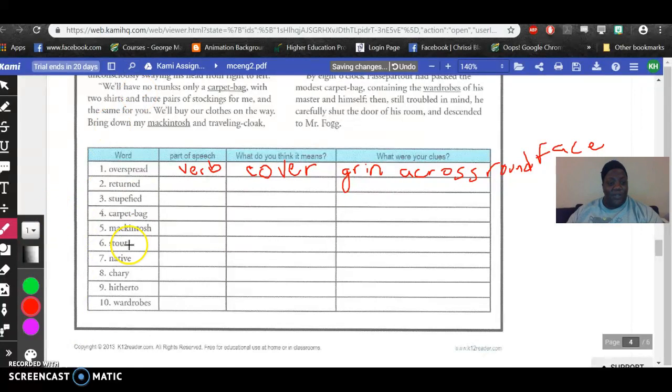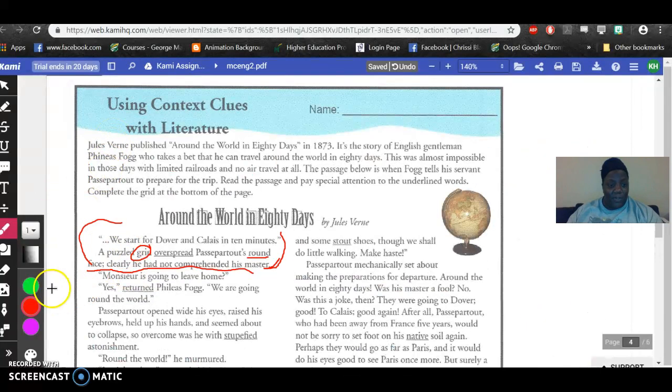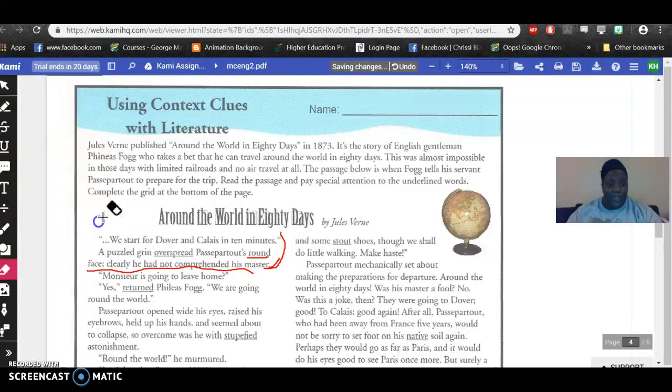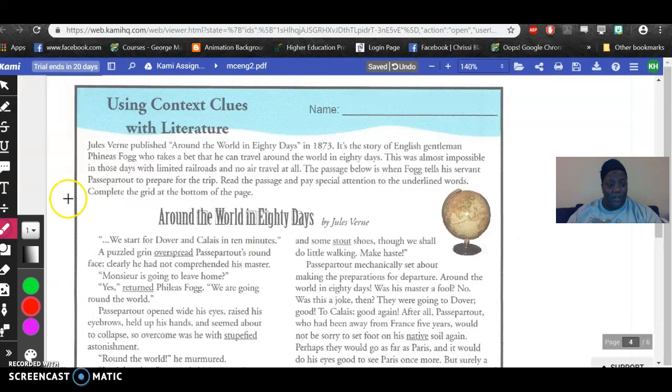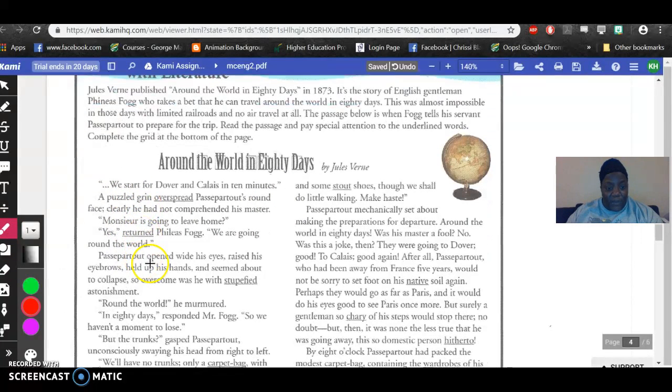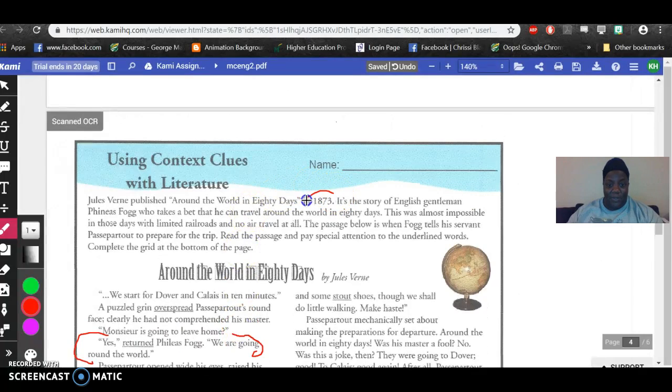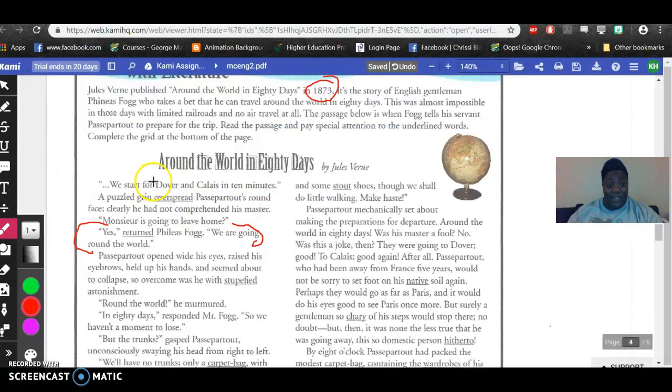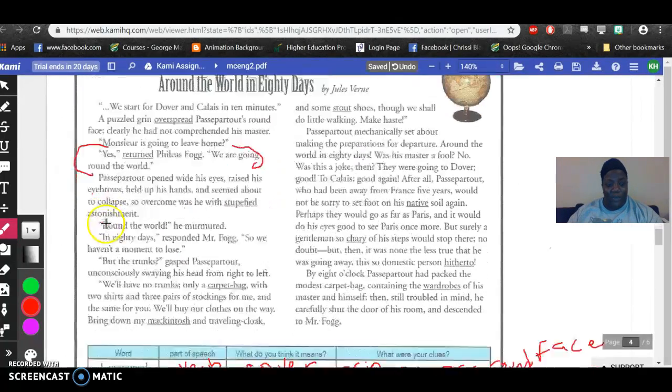Okay, so our next word is going to be return. So I'm going to go back up here and see what I can do for the word return. I'm going to continue from the reading. "Monsieur is going to leave home?" "Yes," returned Phileas Fogg. "We are going to round the world." You can tell this is Old English writing too. Again, remember this was in 1873.